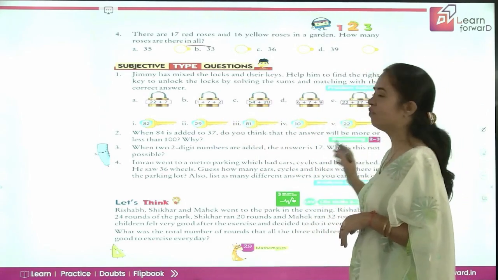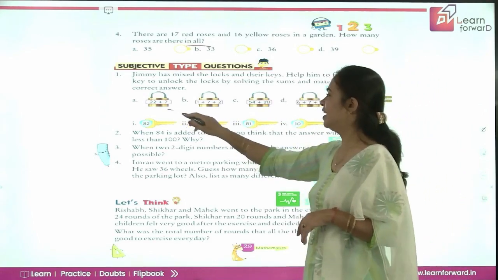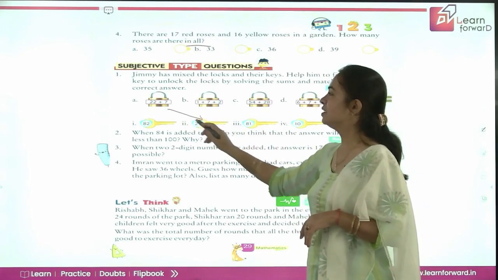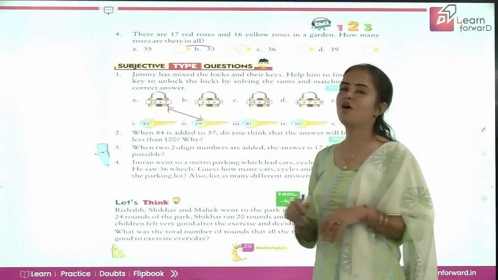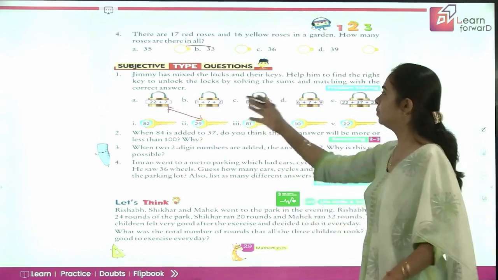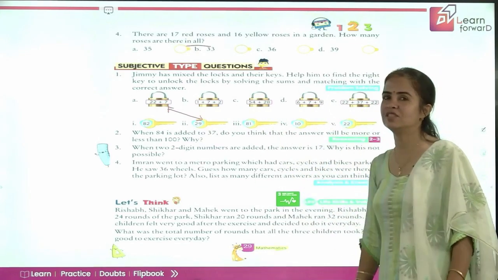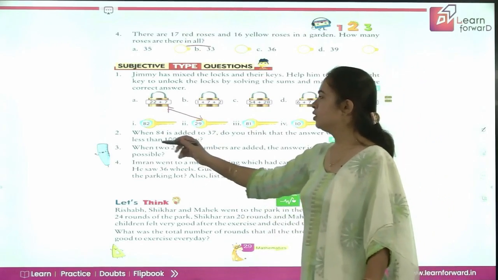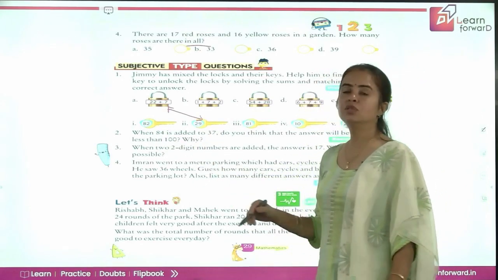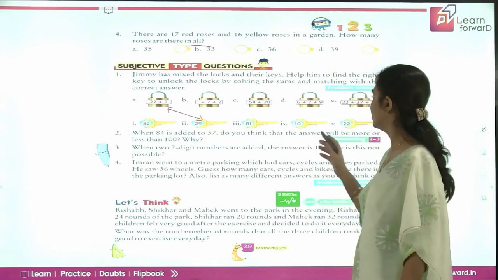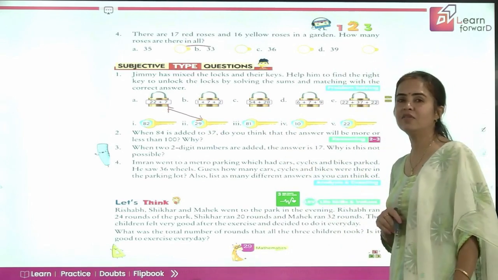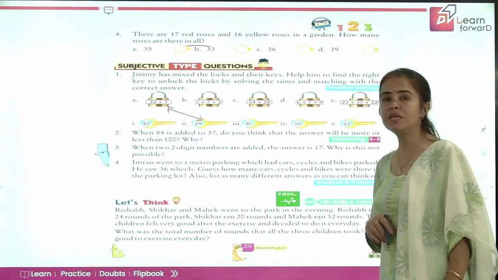Where is it? Can we find out? Yes, here you go. That means this key is for lock number A. So add up the numbers on the other locks and match them to their perfect key, right? Coming to next, when 84 is added to 37, do you think that the answer will be more or less than 100? Why will it be?